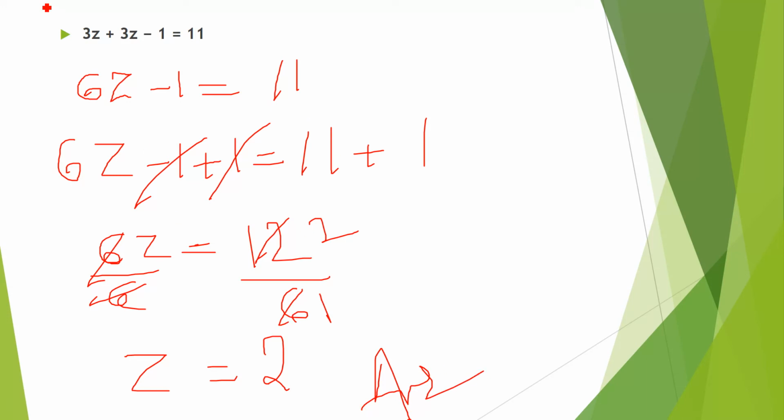If you want to check, put 2 here. This will be 6 times 2 is 12, and this is minus 1. So 12 minus 1 is 11, 11 equal to 11. So left hand side and right hand side both should be equal. It means your answer is right.